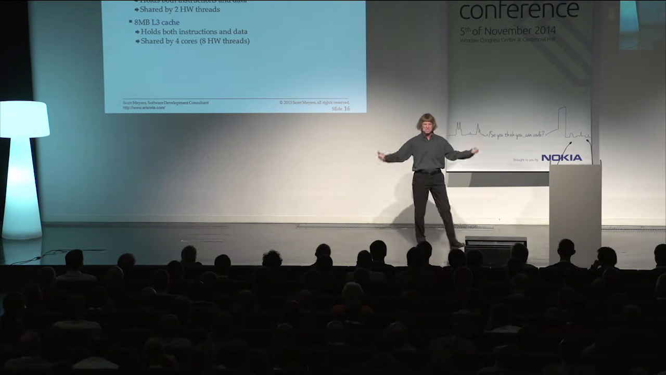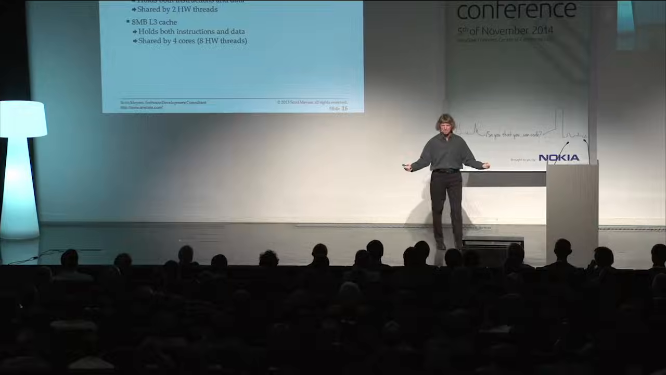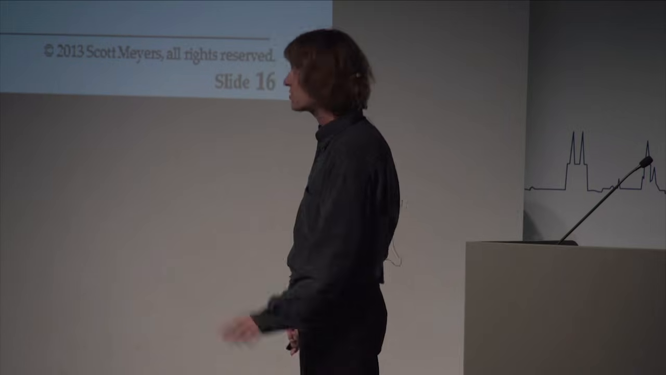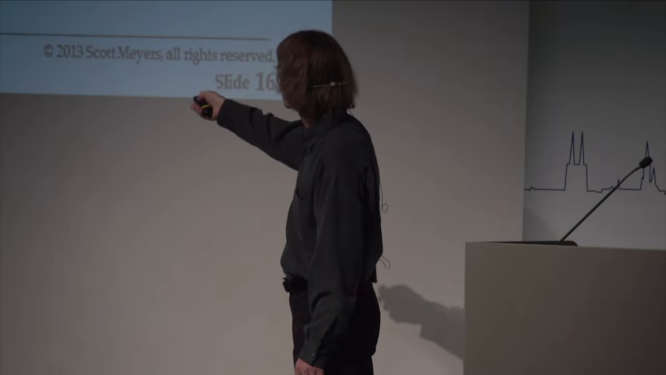That's the big one, 8 megabytes. Individual photographs these days are pushing 8 megabytes. That's the entire cache, but it holds both instructions and data, and it's for the entire system. In this particular case, on this processor, it's shared by 4 cores, which is 8 hardware threads.